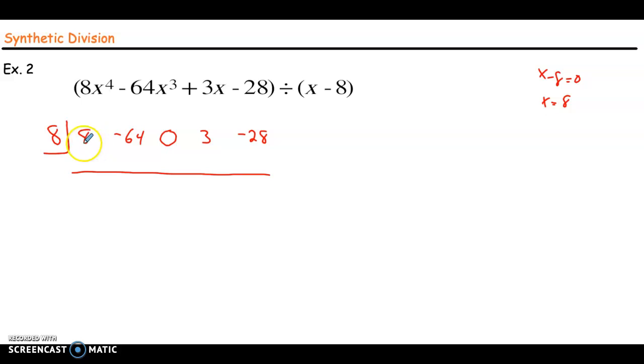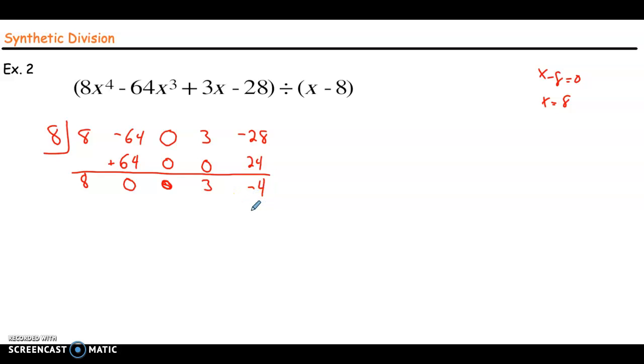Take your first coefficient, this 8, bring it down. We don't do anything with it yet. Then this 8, multiply it by this 8, it goes underneath the next number. Then we add. Negative 64 plus 64 is 0. Then we repeat the process. 8 times 0. Add. 0. Repeat. 8 times 0 is 0. Add. 3 plus 0 is 3. And repeat. 8 times 3 is 24. Add. Negative 28 plus 24 is a negative 4.